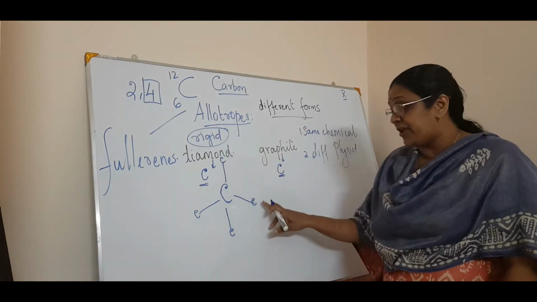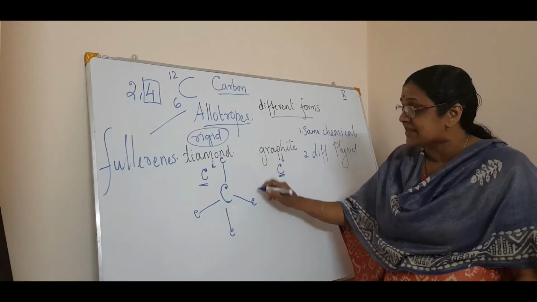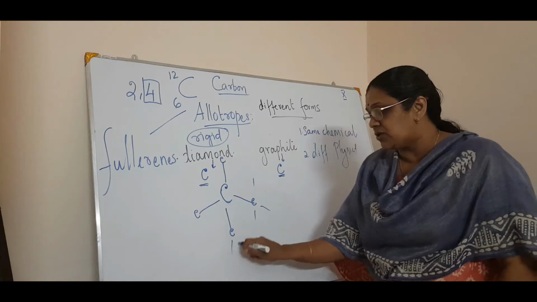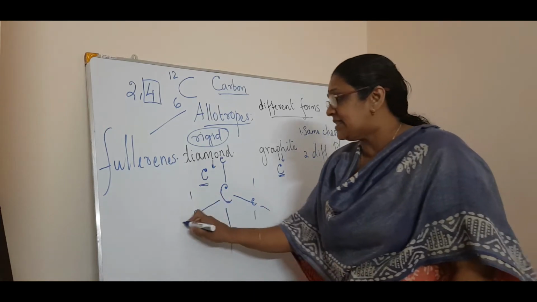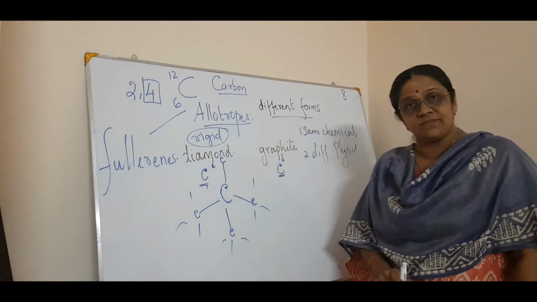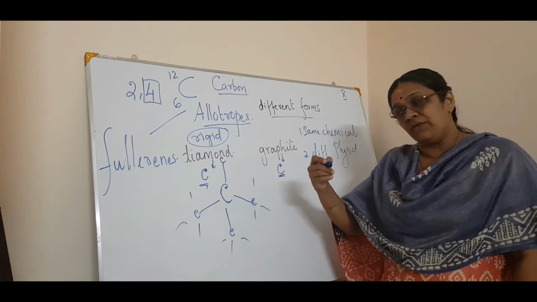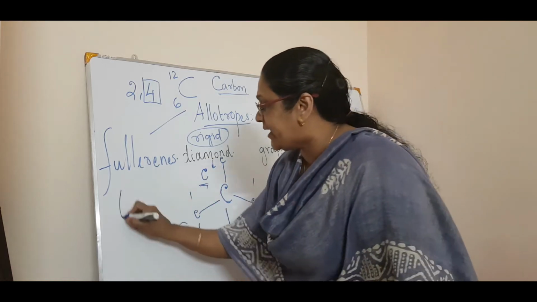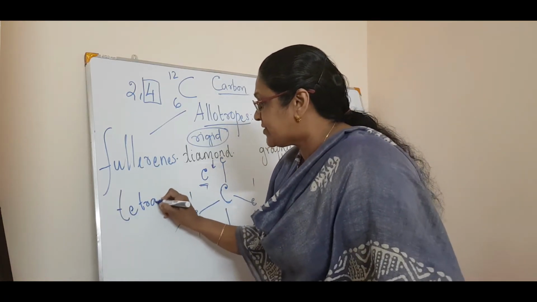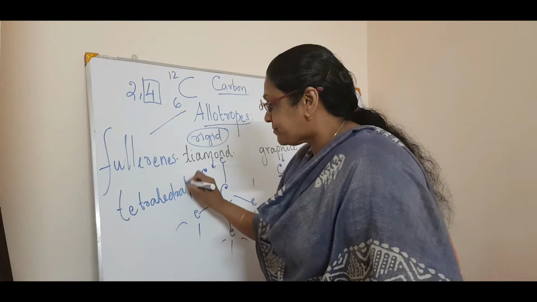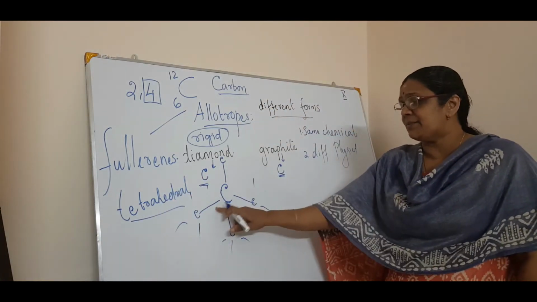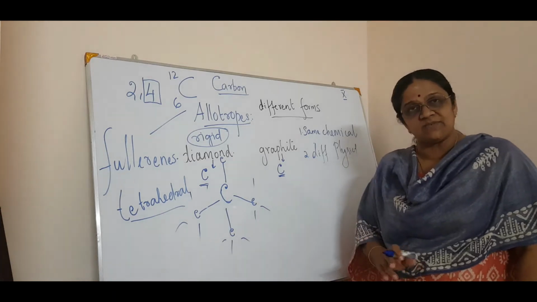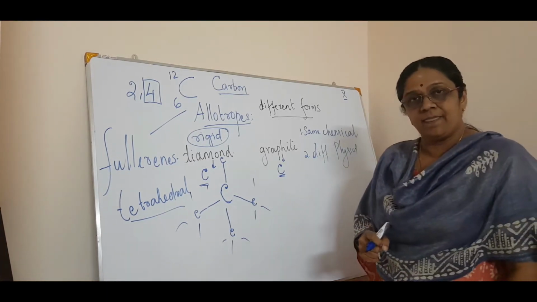Each carbon atom, for example this carbon atom, is again bonded to 4 other carbon atoms. This also has 4 carbon atoms. So that is the structure. If you study later in higher classes, it is tetrahedrally bonded. That means each carbon atom is linked with 4 other carbon atoms. That is why it is rigid.